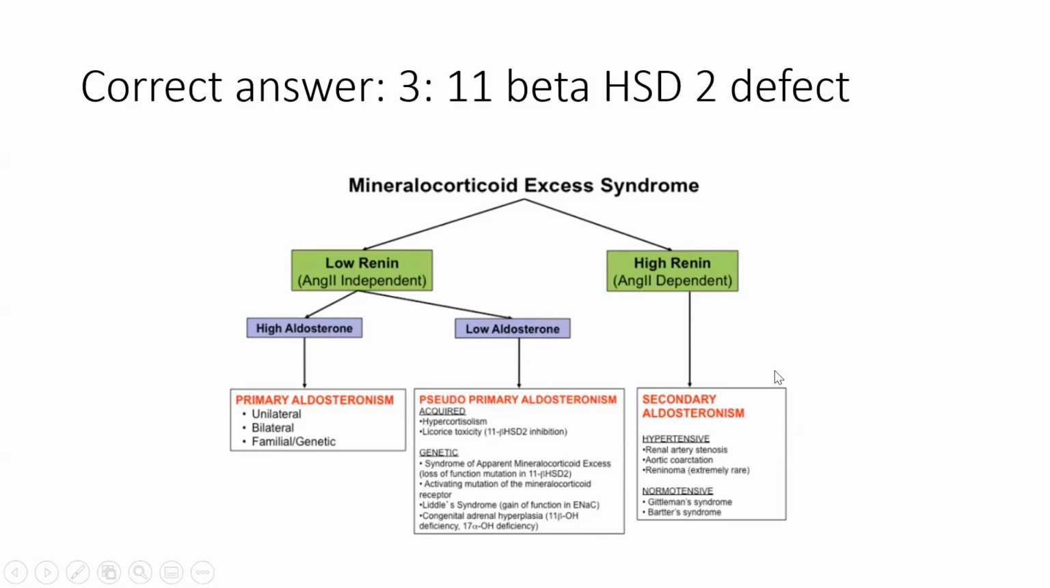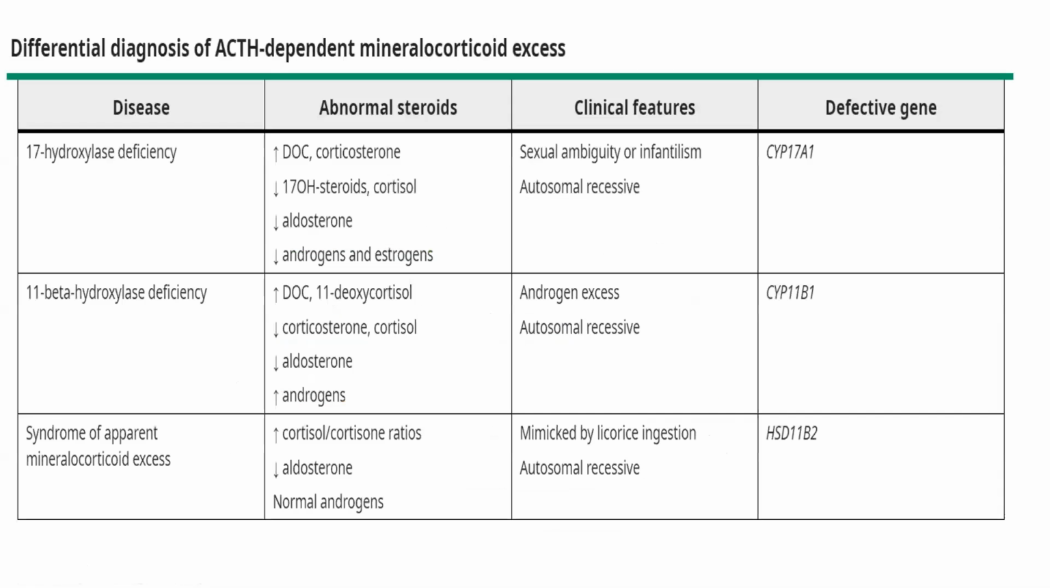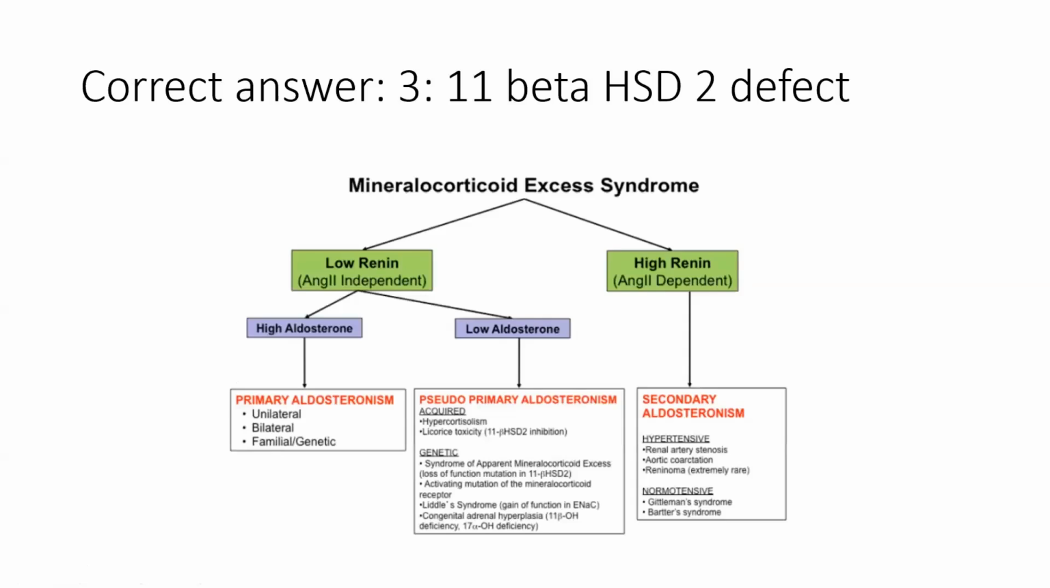Again, if the patient is normotensive, rather than hypertensive, with again a high renin and a high aldosterone, then we are talking about Bartter syndrome and Gitelman syndrome. Okay, so again, a very important chart summarizing all the important aspects of the mineralocorticoid excess syndromes. Our patient's diagnosis was, of course, 11 beta HSD2 deficiency. So we'll look at some more.